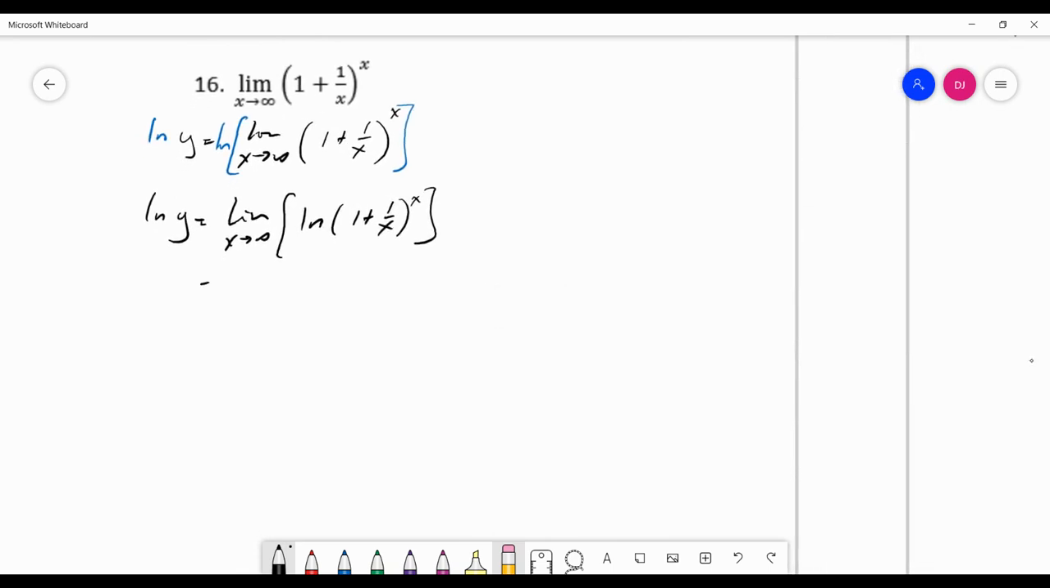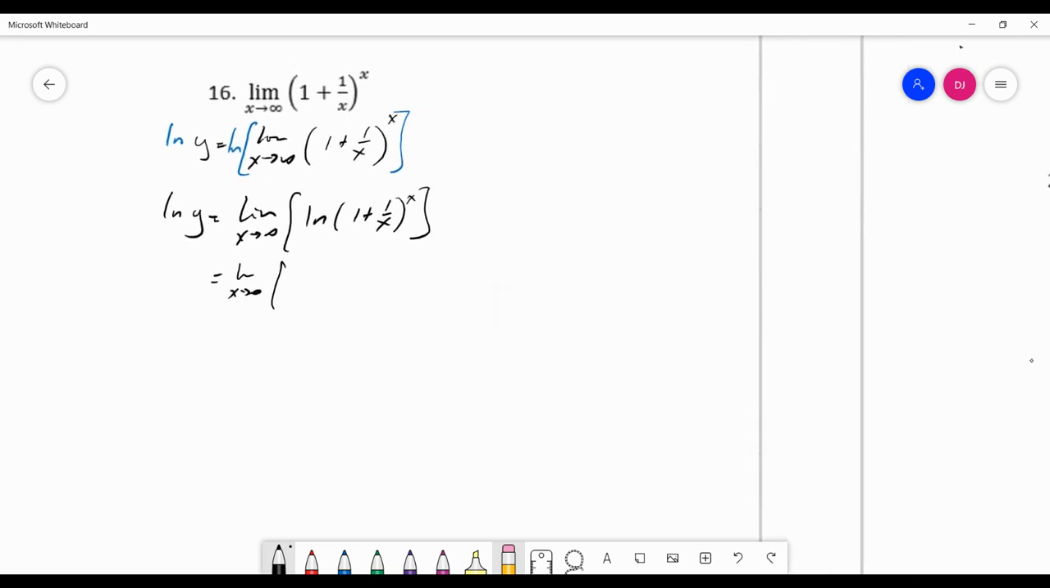Using our log rules, we have the limit as x approaches infinity of x times the natural log of (1 + 1/x). And I'm going to write 1/x as x to the negative 1. Now, as x goes off to infinity, 1 + 1/x is approaching 1. The natural log of 1 is 0, and x is going off to infinity. So we've changed from one indeterminate form, 1 to the infinity, to the next one, which is 0 times infinity.